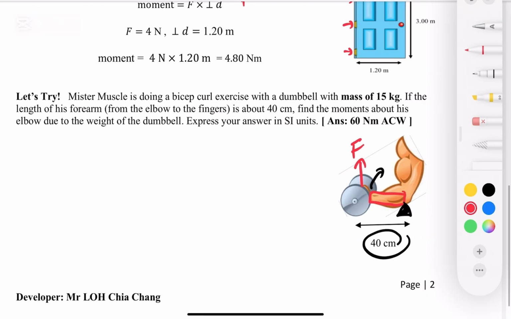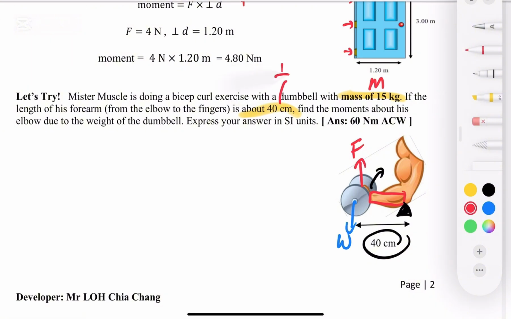Okay, so let's analyze the question carefully. This fellow is doing a bicep curl with a dumbbell of mass 15 kg. So notice that this is mass. It's not a force, but by experience you should realize that I can multiply mass by g to get the weight of the dumbbell, which should equate to the force that I need to lift it up. So the weight of the dumbbell in this case would be the force required to lift it up. We can calculate the force later on. And the forearm is about 40 cm, so that would give us the perpendicular distance.